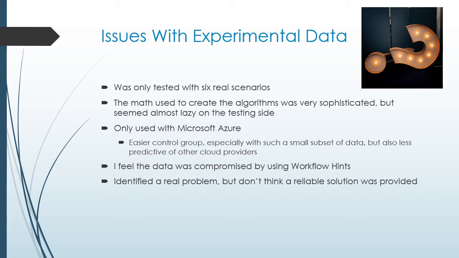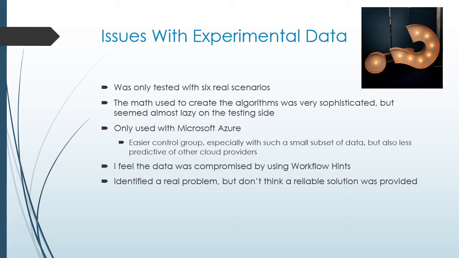So, issues with experimental data. I had quite a few issues with it. Primarily, they only tested it with six scenarios. To me, anything with any sort of scientific or mathematical background, they'd have to do a heck of a lot more testing than that. Again, I don't have a number, but I was thinking the hundreds, if not thousands. Obviously, that would take some time. But if they're trying to prove a point, 6 is just ludicrous to try to prove their point with.